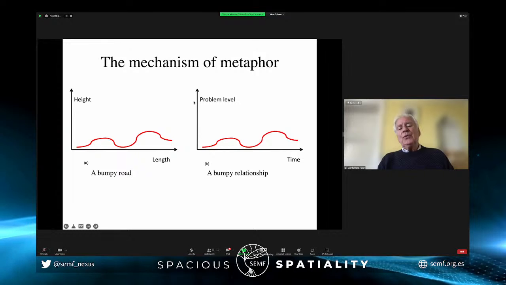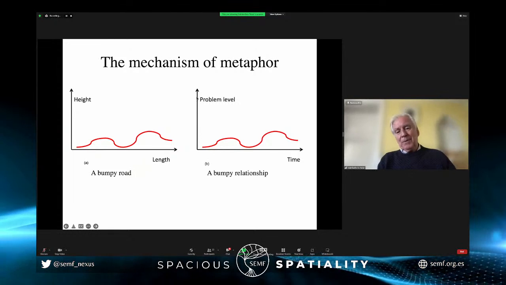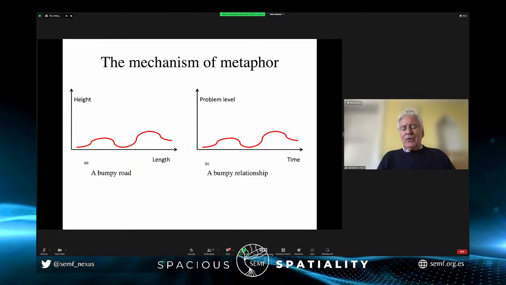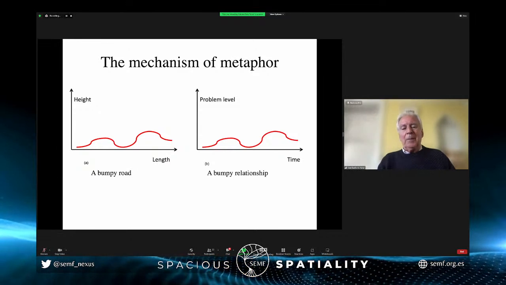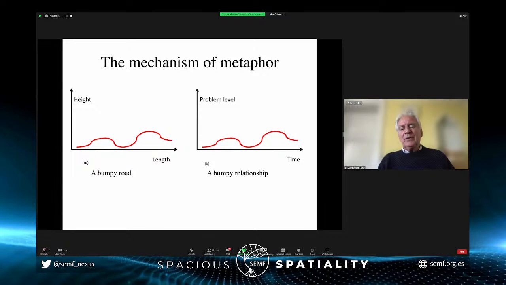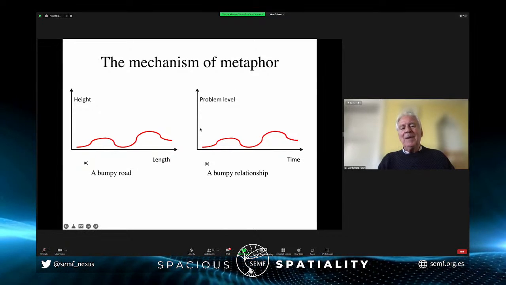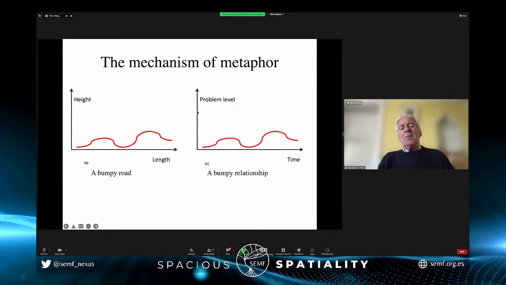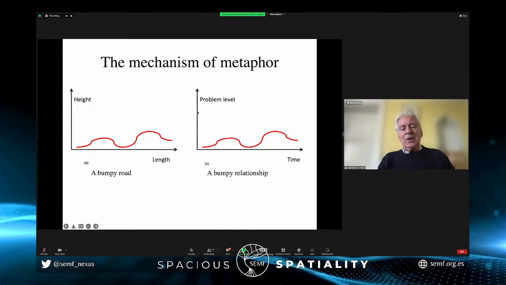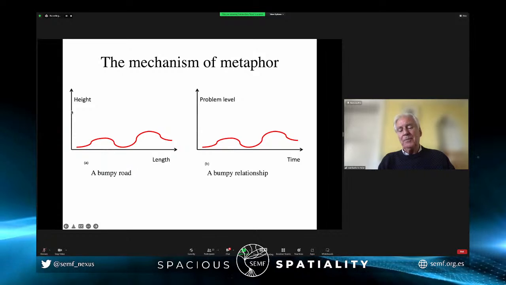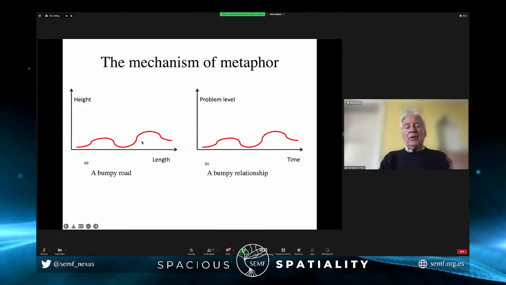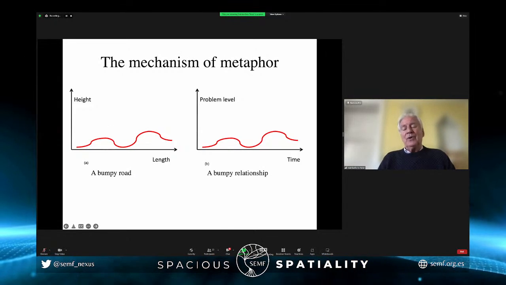But then we also use the dimension of more is up, which is one of the major examples in Lakoff and Johnson's book on metaphors, that more is up. So more problem means that you have a higher problem level, so to speak. That means we are mapping the problem level, the problems in the relationship, onto the vertical dimension. And these mappings are kind of conventional.